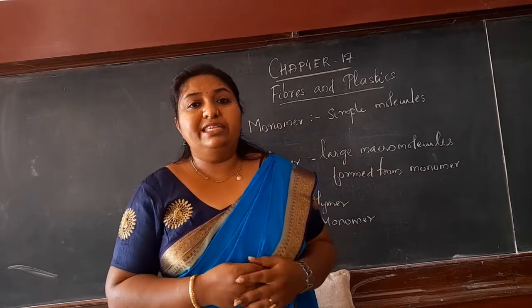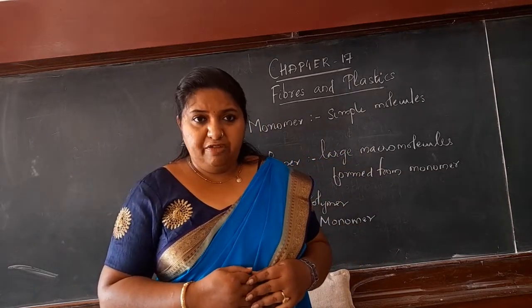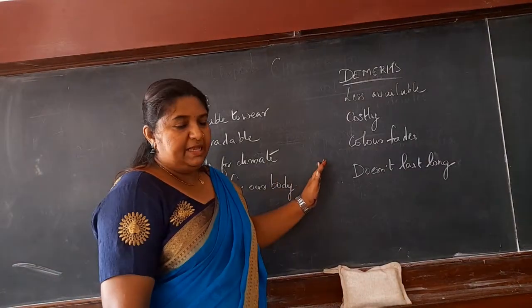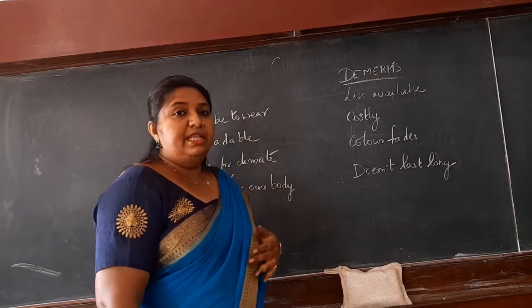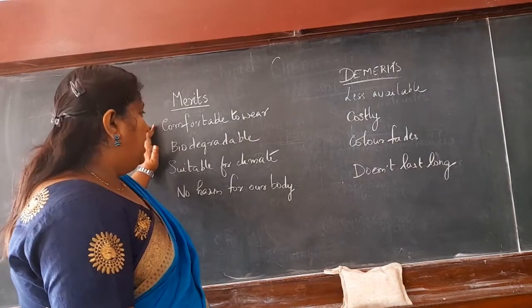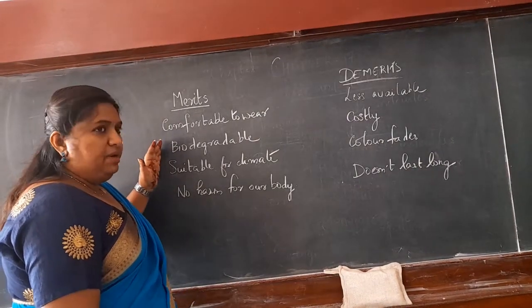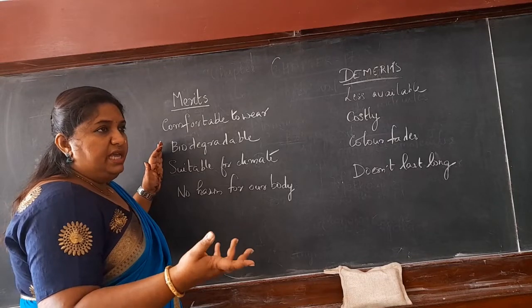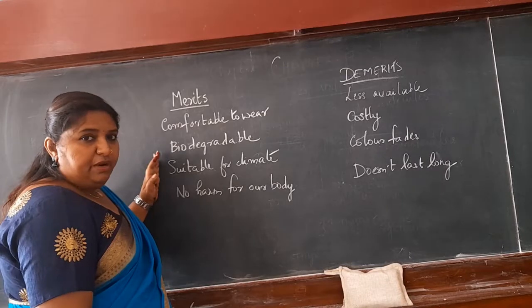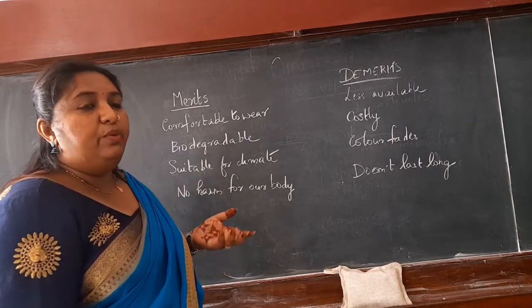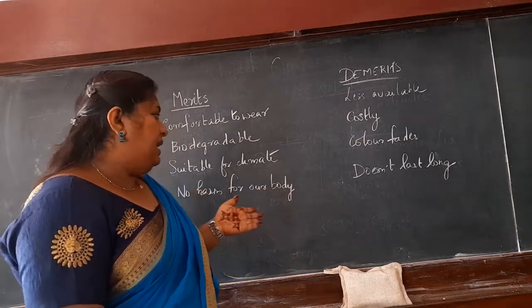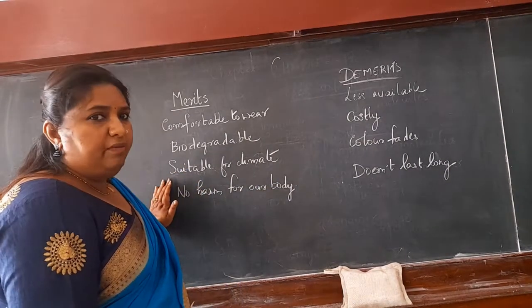Now let us find out some differences between synthetic fibers and natural fibers. Merits and demerits of natural fibers. So when we consider the merits and demerits, first we look at the merits. Now it is very comfortable to wear. It is biodegradable, even after we are disposing it. It is suitable for our climate because cotton clothes we wear during the summer season, woolen clothes we use for the winter season, and it doesn't cause any harm for our body.